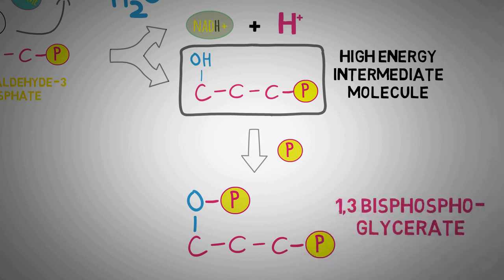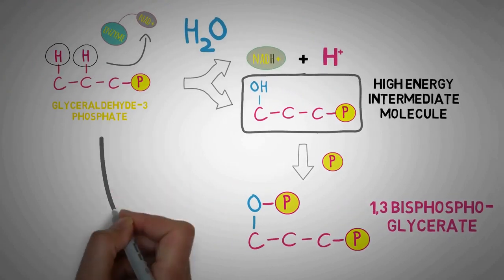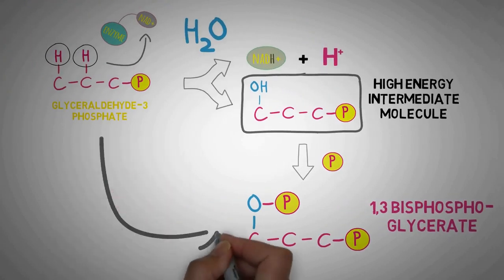known as 1,3-bisphosphoglycerate, because 2 phosphate groups are attached to it, now the new one being at the first carbon. So this is how the glyceraldehyde 3-phosphate gets converted to 1,3-bisphosphoglycerate.